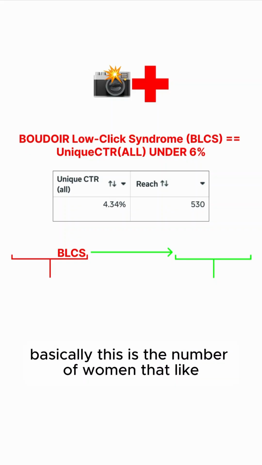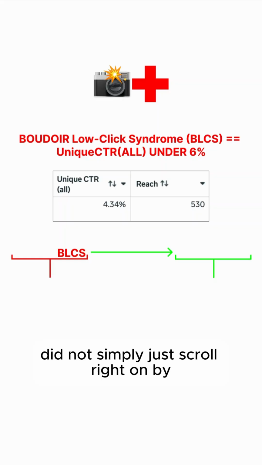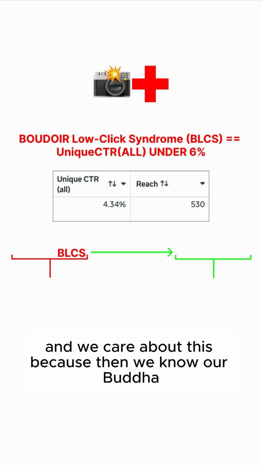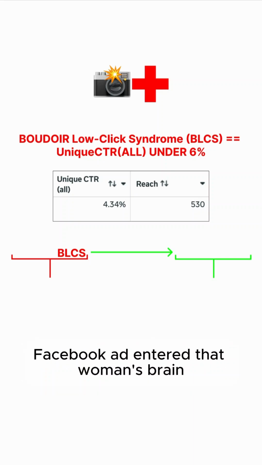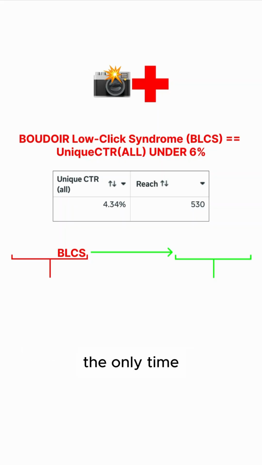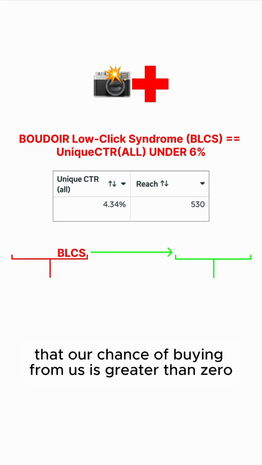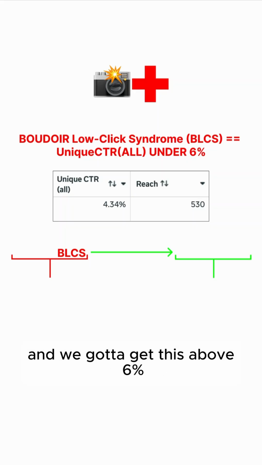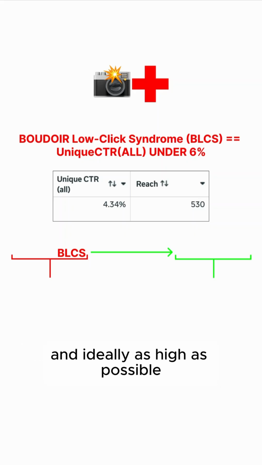Basically, this is the number of women that did not simply just scroll right on by. So they click somewhere on the ad, anywhere. And we care about this because then we know our Boudoir Facebook ad entered that woman's brain. And we know if our ad enters a woman's brain, that's literally the only time that our chance of buying from us is greater than 0. So under 6% is a problem, and we gotta get this above 6% and ideally as high as possible.